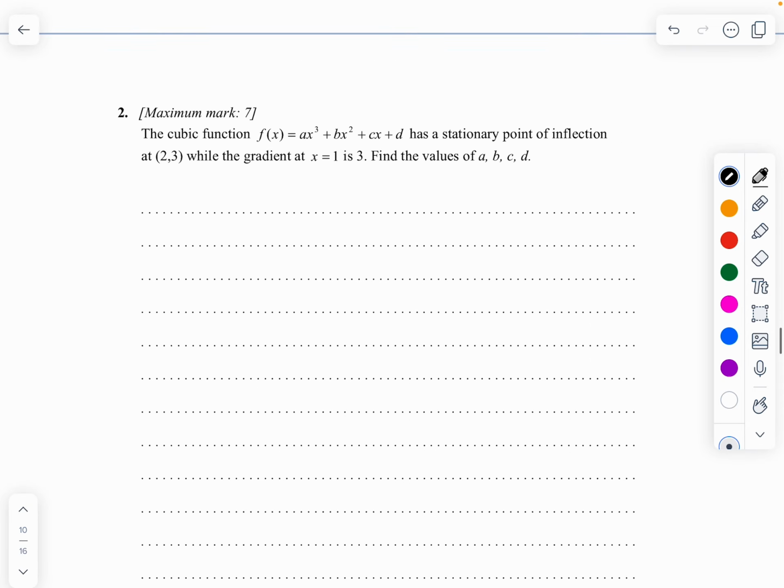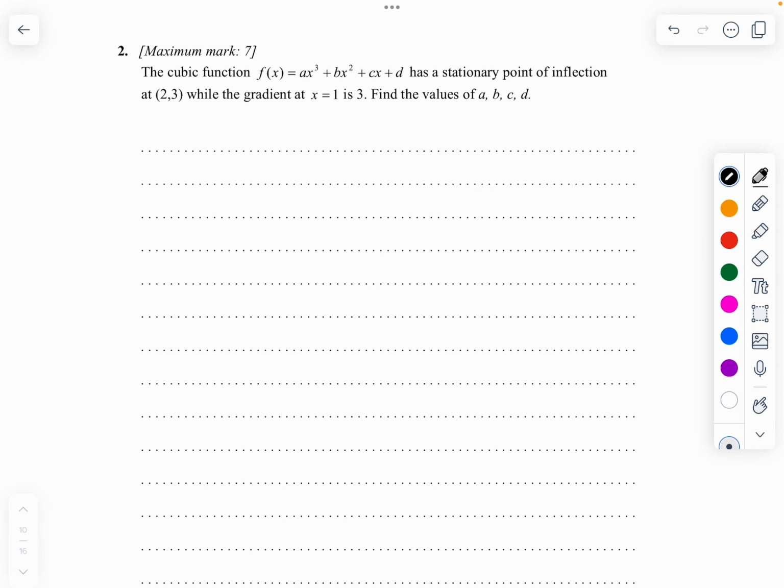Now question number 2. The cubic function ax cubed plus bx squared plus cx plus d has a stationary point of inflection at (2, 3). The gradient at x equals 1 is 3. Find the values of a, b, c, d. So f prime x is 3ax squared plus 2bx plus c. f double prime x equals 6ax plus 2b.